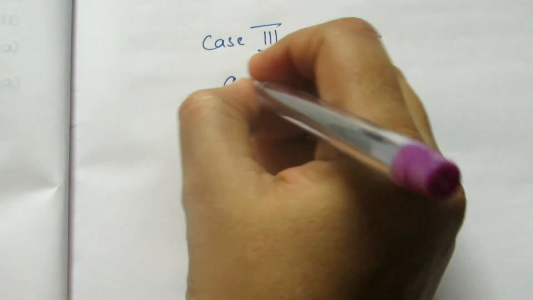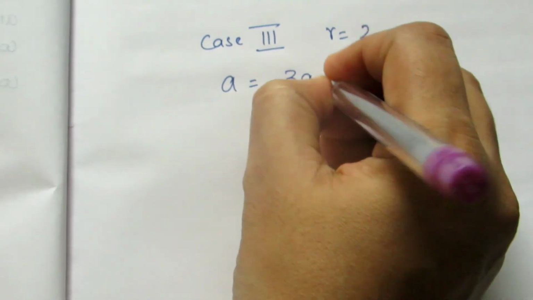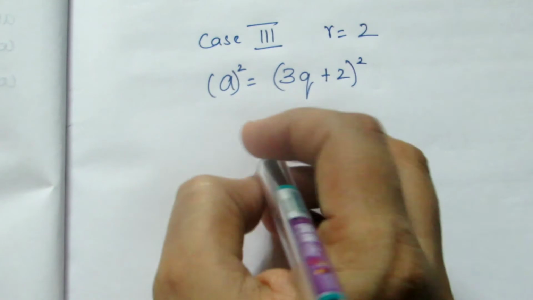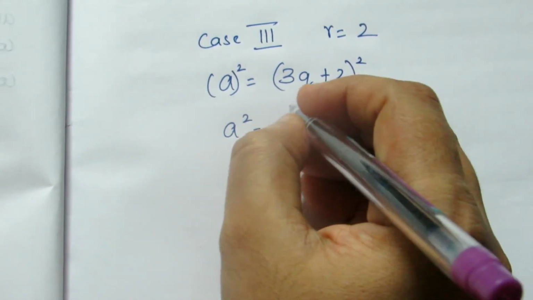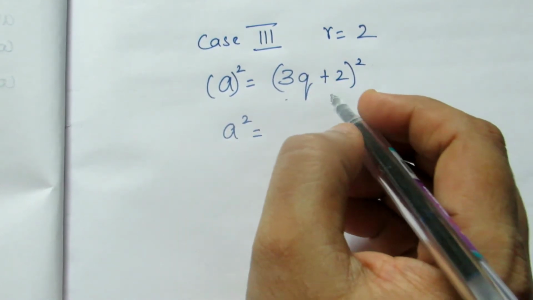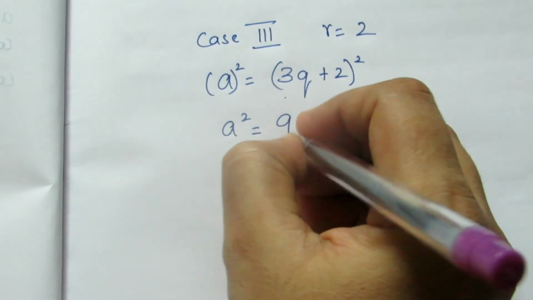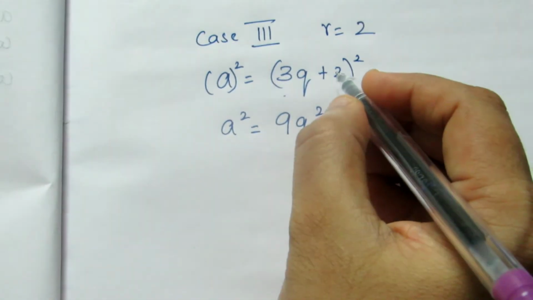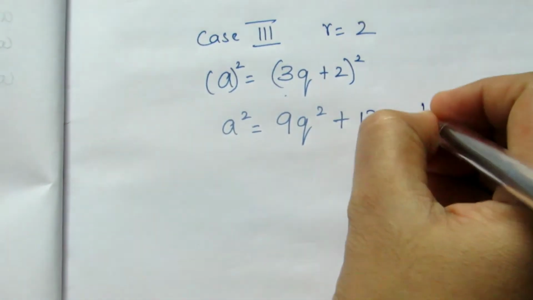When r equal to 2, my a will be equal to 3q plus 2. I need to square both the sides. If I square, I get a square equal to, I need to use the a plus b whole square formula because I can't solve the bracket. So it will be 9q square plus 12q plus 4.